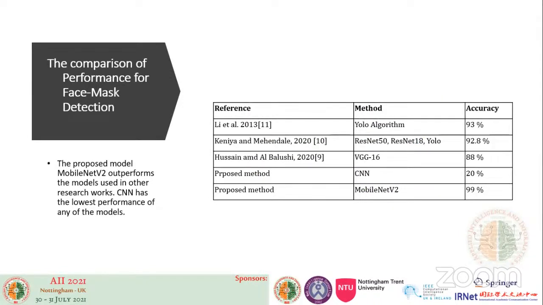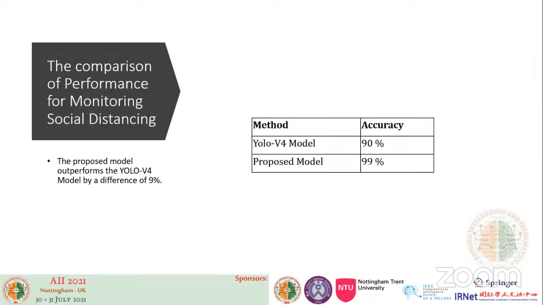Our proposed model is compared to existing work. The proposed model MobileNet V2 outperforms the models used in other research works. Our proposed model gets 99% accuracy. Here you could see in the table that CNN has the lowest performance of any of the models. In monitoring the social distancing system, compared with the YOLO V3 model, our proposed model outperforms with a difference of 9%.